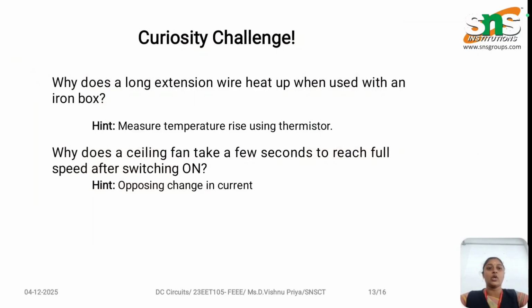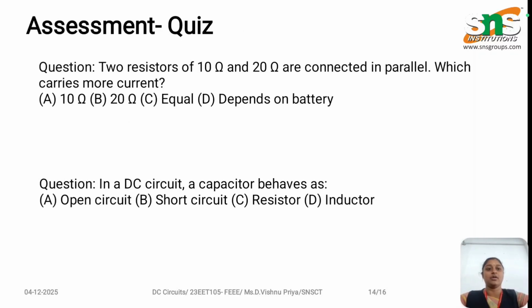The next one is the curiosity challenge. Why does the long extension wire get warm, as I already said? Why does the ceiling fan take a few seconds? There is opposition to the change in current.